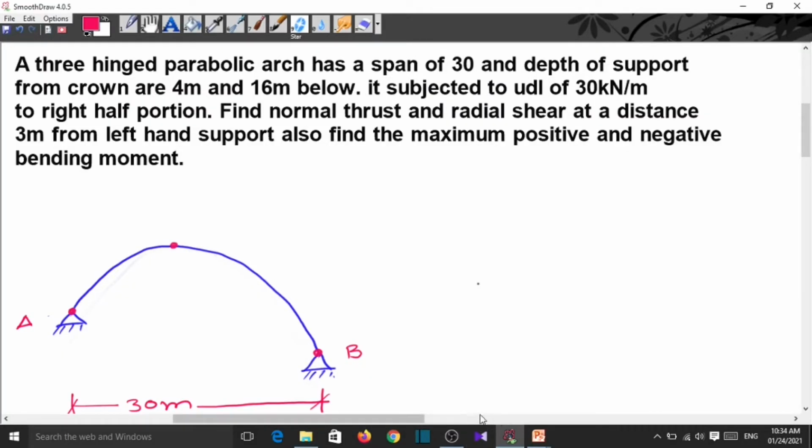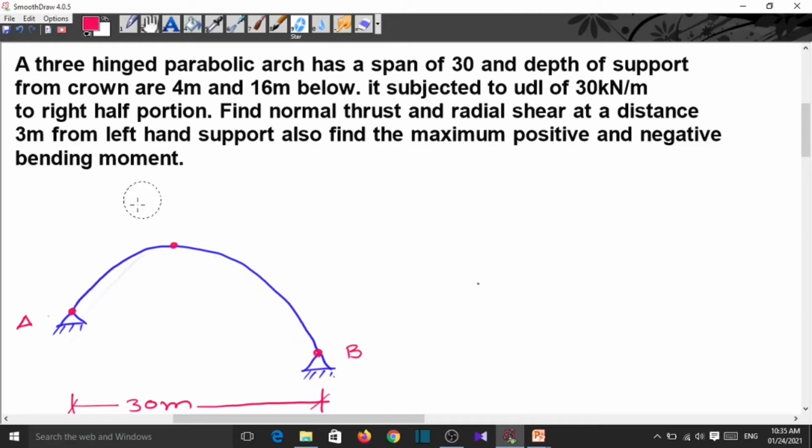Now this is a numerical. A three-hinged parabolic arch having a span of 30 meter and depths of supports from the crown of 4 meter and 16 meter below. It is subjected to a UDL of 30 kN per meter on the right half portion. Find normal thrust and radial shear at a distance of 3 meter left from the left hand support. Also find the maximum positive and negative bending moment.